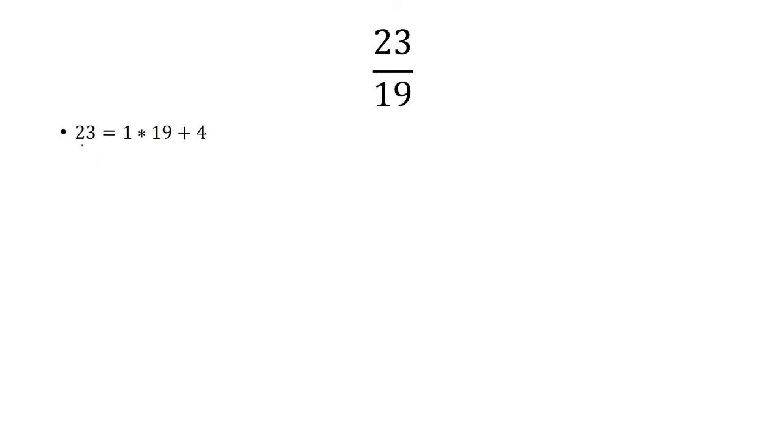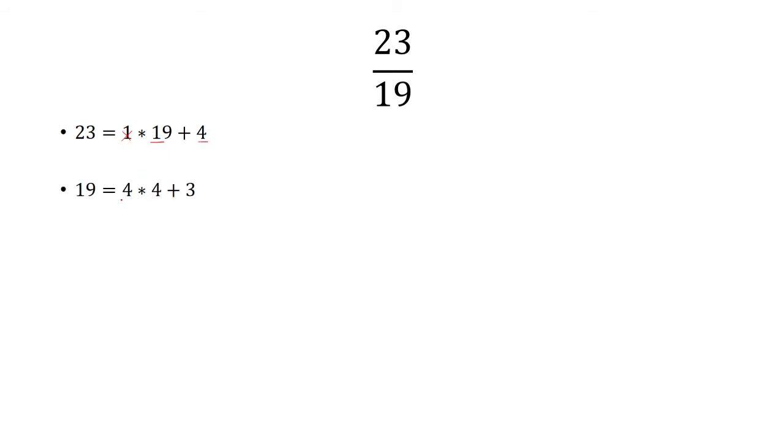You always want to put the bigger number outside, so it's 23, and then 1 times 19 plus 4 is going to give us 23. And now we slide everything to the left. So this 1 disappears, and then the 19 takes the place of 23, and 4 takes the place of 19.